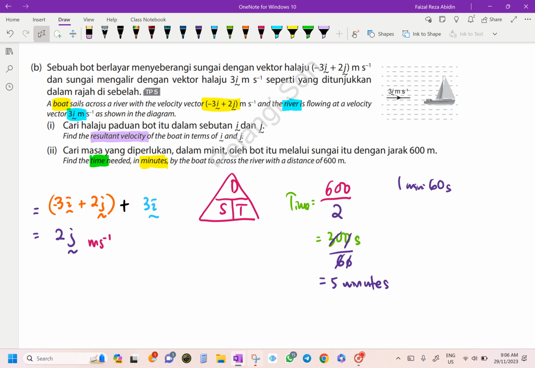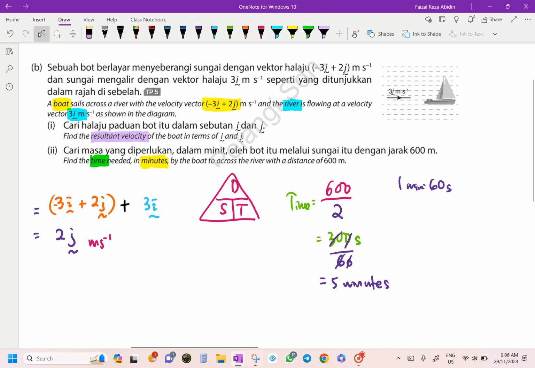Okay, last question. Read first. We have particle A moving from point P with a constant velocity of 2i minus j, while particle B moves from point Q with a constant velocity of 3i minus 2j. Find the time in seconds when particles A and B meet.